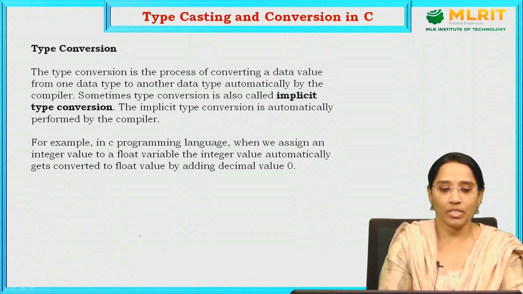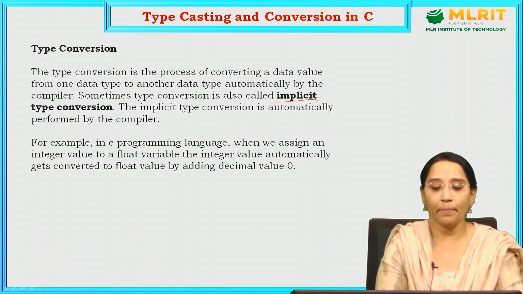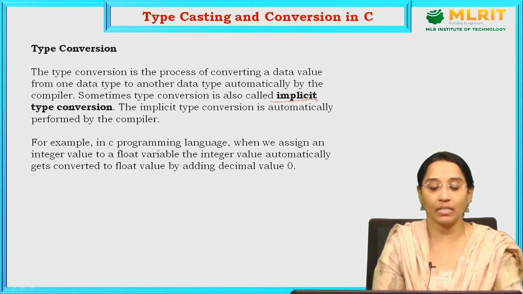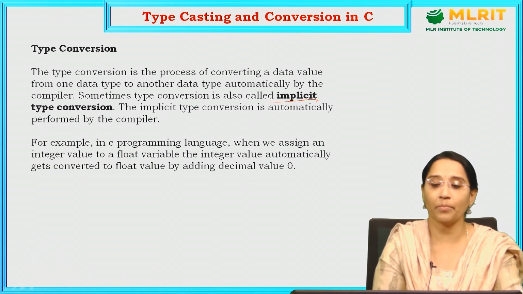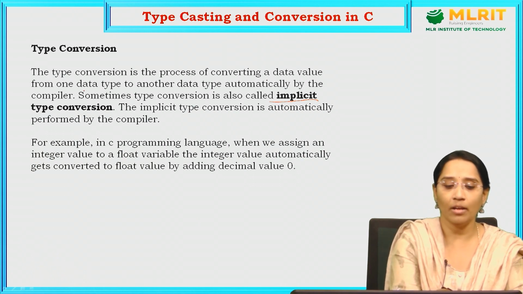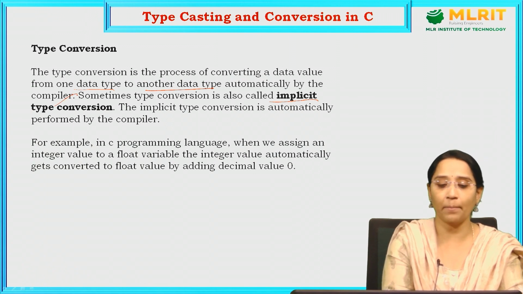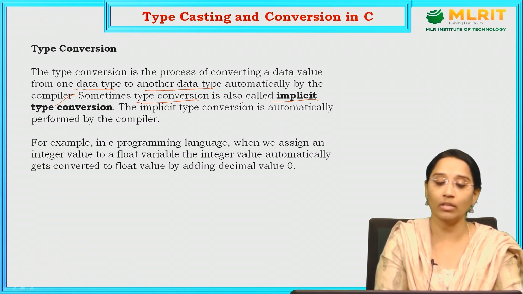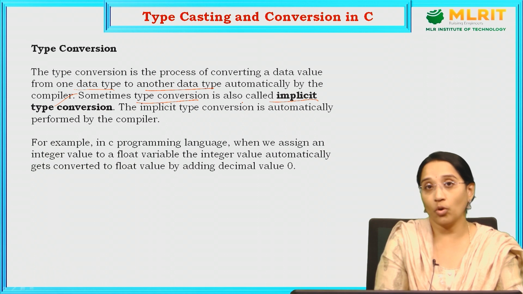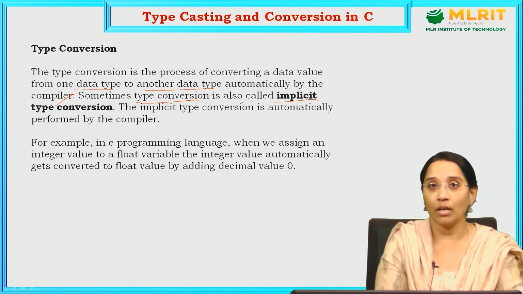Type conversion again has implicit type conversion. So, what is implicit type conversion? Type conversion is the process of converting data from one data type to another data type automatically by the compiler. Sometimes type conversion is also called implicit type conversion. So, in implicit type conversion, the user has nothing to do. It will be done by the compiler itself. That comes under implicit type conversion.